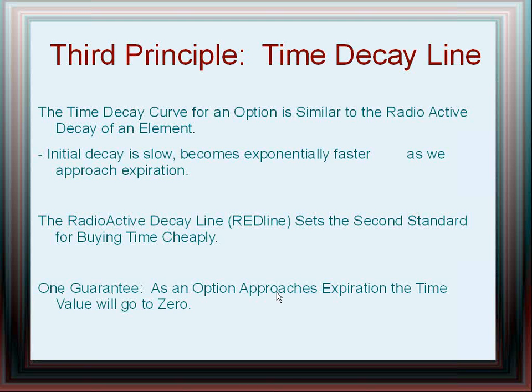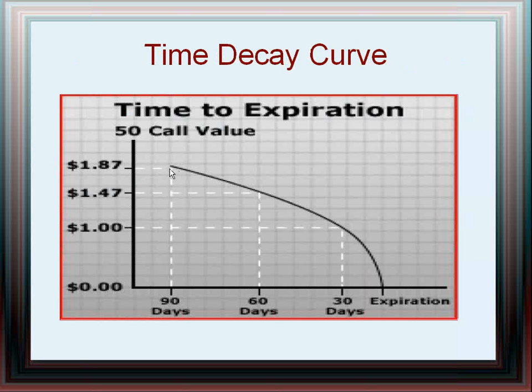And, of course, there's one guarantee in trading. No matter what you say, one guarantee in trading, as an option approaches expiration, our time value will go to 0. That is a guarantee. Okay? And so here's what we're looking at, just a static time value expiration, where we see that, let's say we had a call option, a 50 strike call that's priced at $1.87. We had 3 months to expiration.